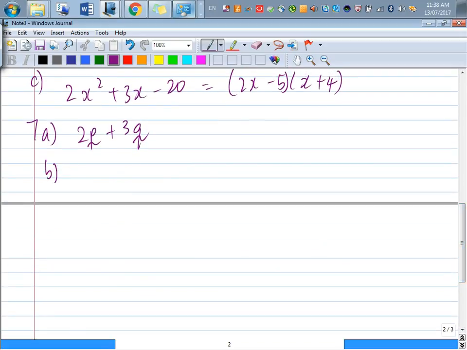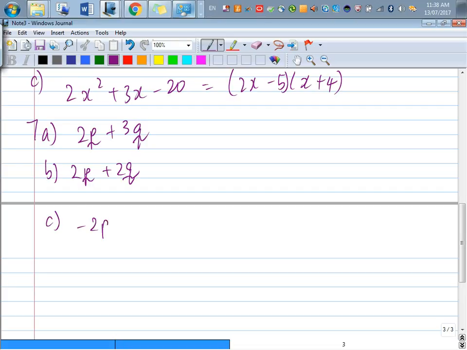Seven B, answer is 2p plus 2q. With the squiggly sign at the bottom, otherwise I wouldn't know it is a vector. Then it will be a scalar, and I'm going to mark you wrong. Part C, negative 2p plus q. Anybody needs me to go through any part?